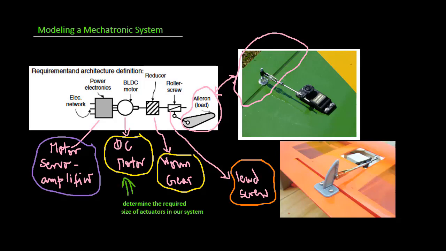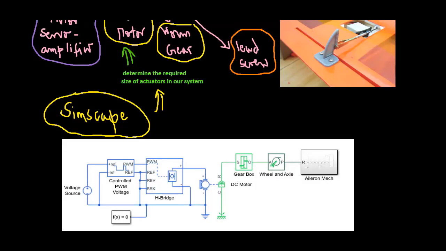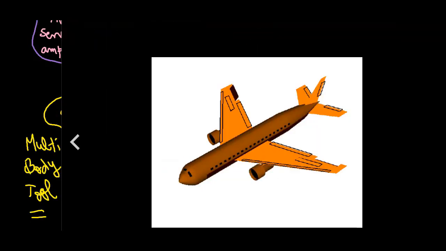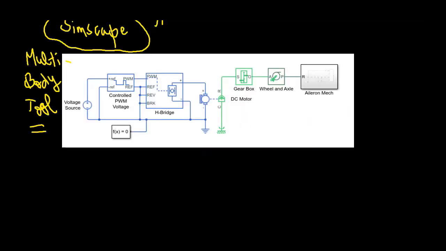We need to use simulation to determine the required size of actuators in our system. We'll use Simscape to do it. The model we will build will look like this. We will see in a three-dimensional animation provided by Simscape Multibody that our actuator can extend and contract. I'll now switch over to the model so you can see how this is done.